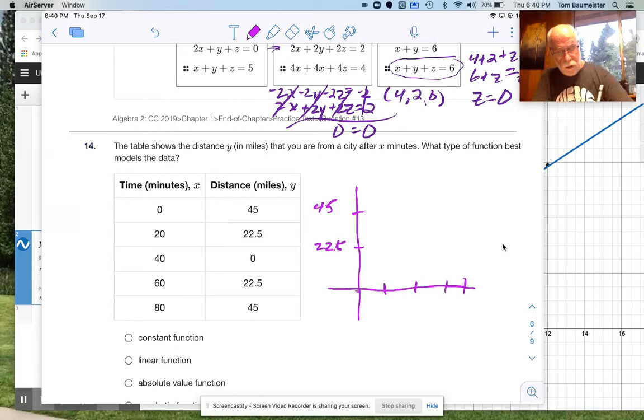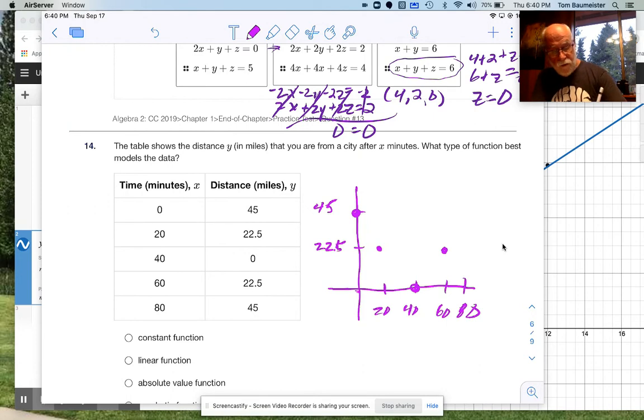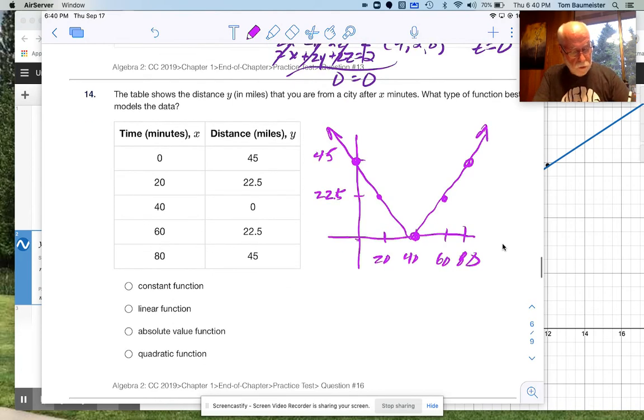So again, if I'm looking at it, 20, 40, 60, 80, I see I have 0 and 45. I have 20 and 22.5. I have 40 and 0. I have 60 and 22.5. And I have 80 and 45. If I connect the dots, I see that it looks like a V, and we know that the V shape is an absolute value function. So that would be that one right there.